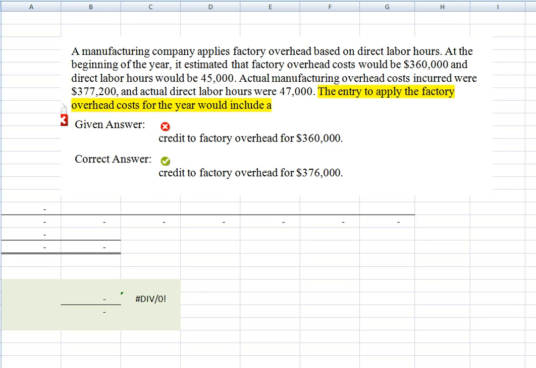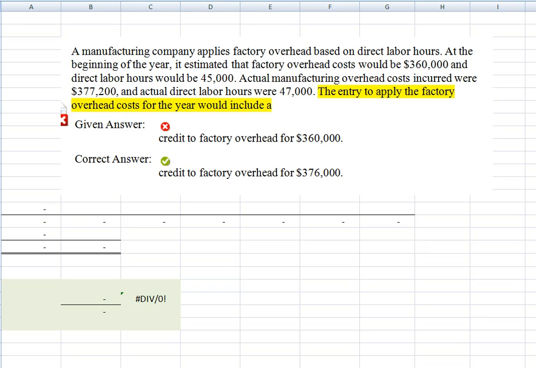I always like to highlight the question, wrap my mind around it so that I know what I need to answer. And it says the entry to apply the factory overhead costs for the year would include. So we're going to be applying it. That's the amount we're going to transfer from factory overhead to work in process based on a predetermined factory overhead rate.